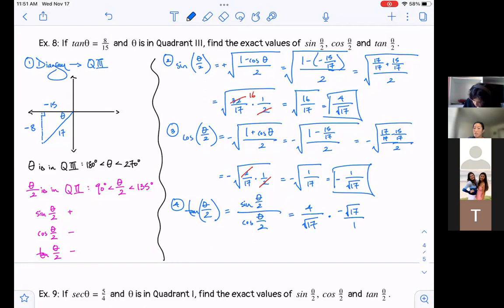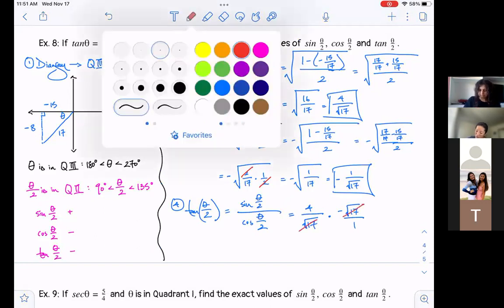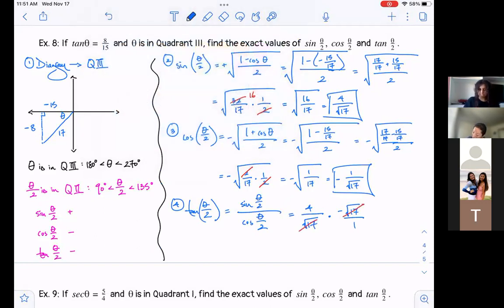All right, so this is me skipping some steps. I divide those two, but I know that means I'm going to multiply by the reciprocal. Reduce, reduce. We actually end up with negative 4 for the tangent of the half angle. Okay.